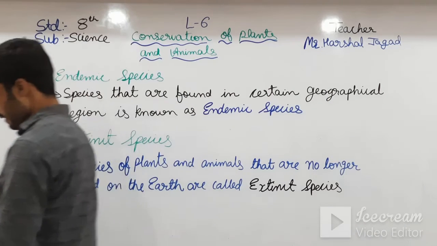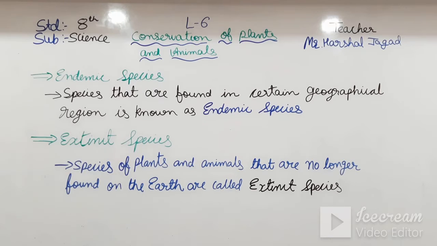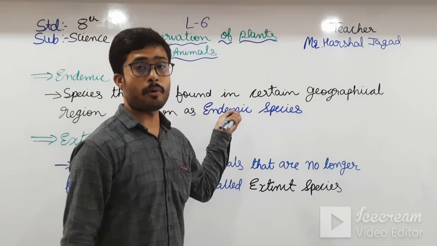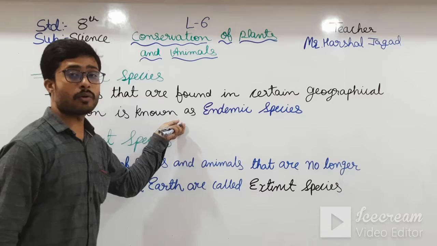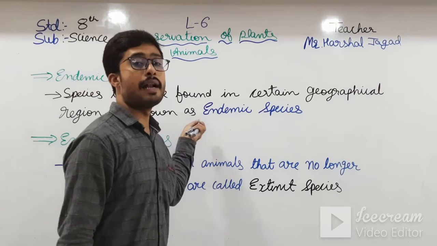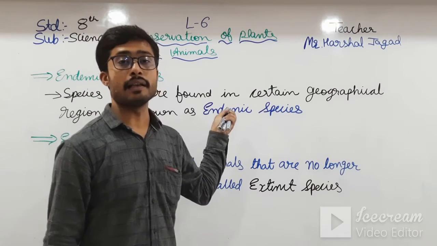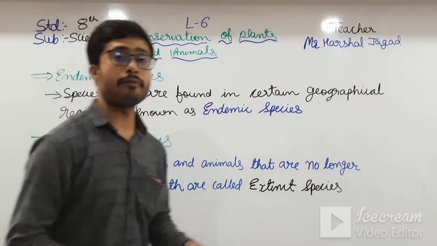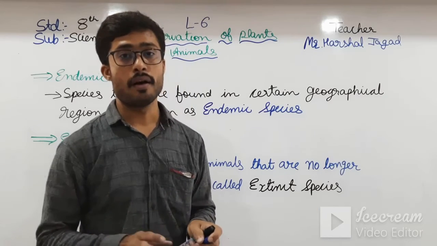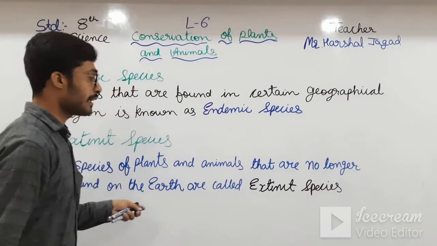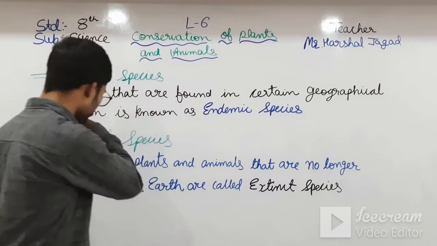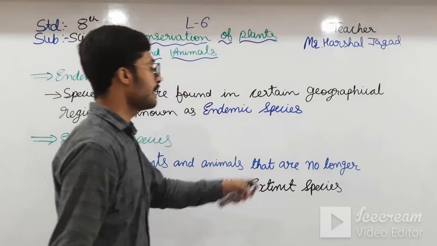In the previous endemic species, the examples were the Asiatic lion and the one horned rhino. The one horned rhino is only seen in Assam, and the Asiatic lion is only seen in Gir National Park in Gujarat. In that way, extinct species of plants and animals that are no longer found on the earth are called extinct species.